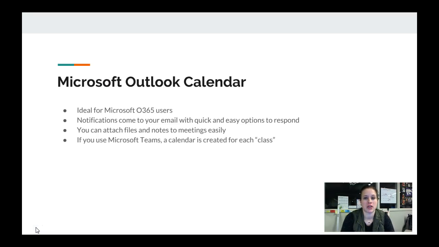So first, looking at Microsoft Office Calendar, this is going to be ideal for people who use Microsoft Office 365 and the whole suite, especially if your organization is using Outlook as their primary email service. Notifications come into your email, and I'm going to show you an example of what that looks like. It's really nice because it comes as an email, which makes it easy to quickly respond, as well as attach any attachments or quick responses if you need to. You can attach files and meeting notes to the meetings easily.